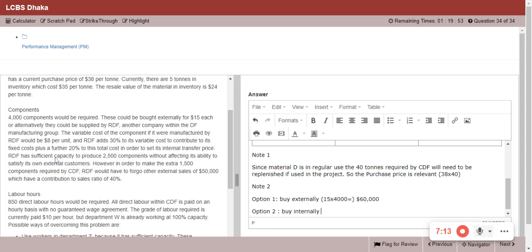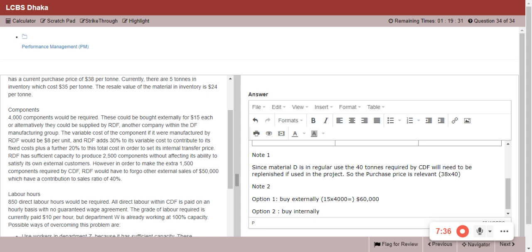But RDF has sufficient capacity to produce 2,500 components without affecting its ability to satisfy its external customer. However, in order to make the extra 1,500 components required by CDF, RDF would have to forego an external sale of $50,000, which has a contribution to sales ratio of 40%. So I would ask everybody to look at this very carefully.